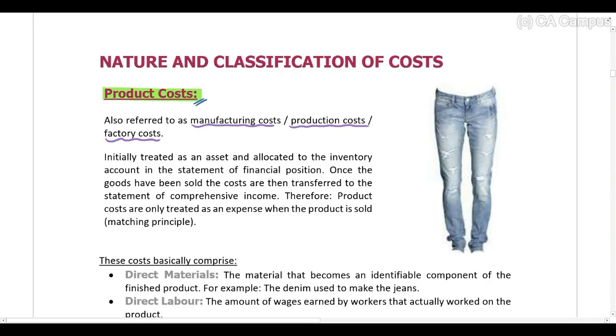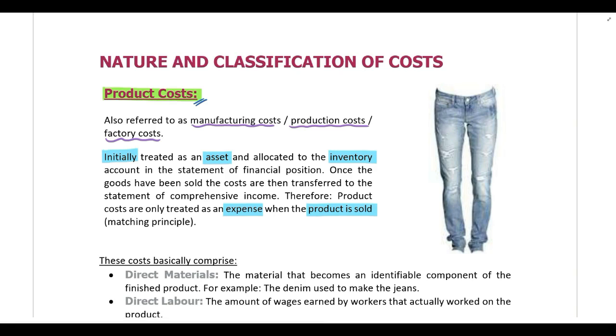If a company incurs any product costs or any manufacturing related costs, initially these costs are going to be treated as an asset in your statement of financial position, and the costs are allocated to inventory. So we all know that inventory is an asset on our statement of financial position. So when a company incurs manufacturing or production related costs, we capitalize those costs as an asset included under inventory on our statement of financial position. And it's important to note that we only expense these costs when the product is actually sold.